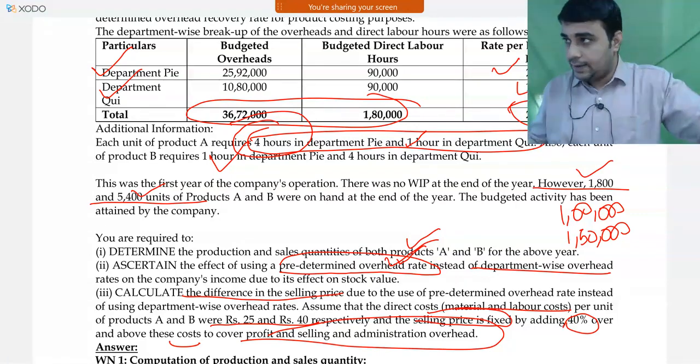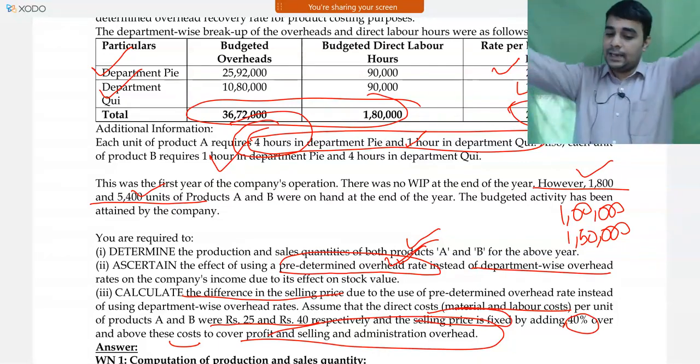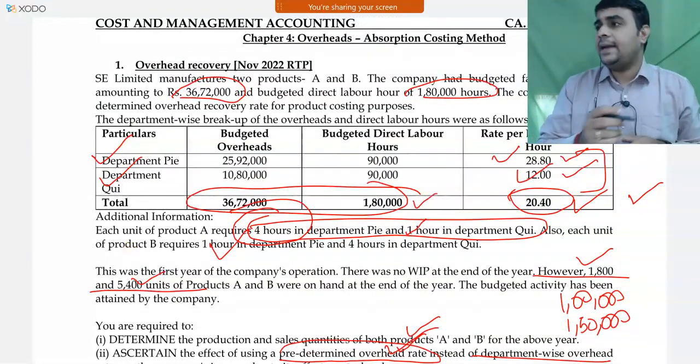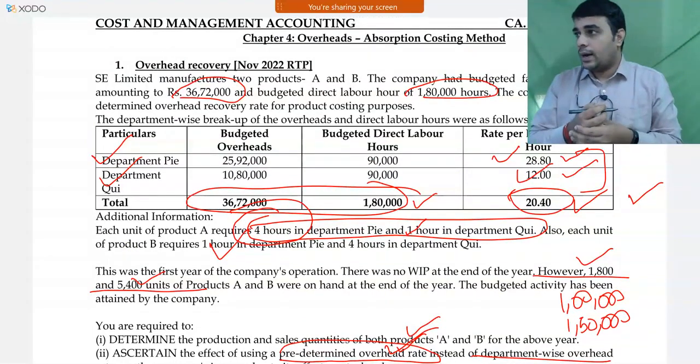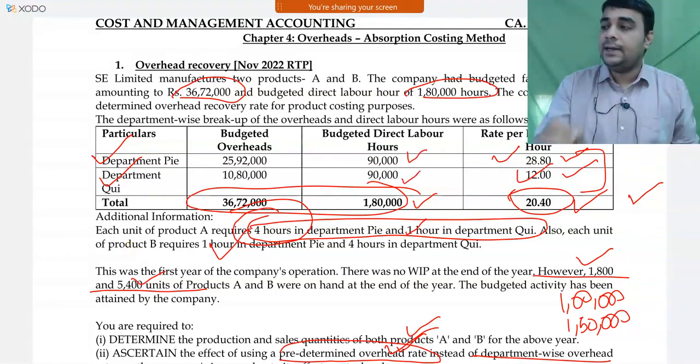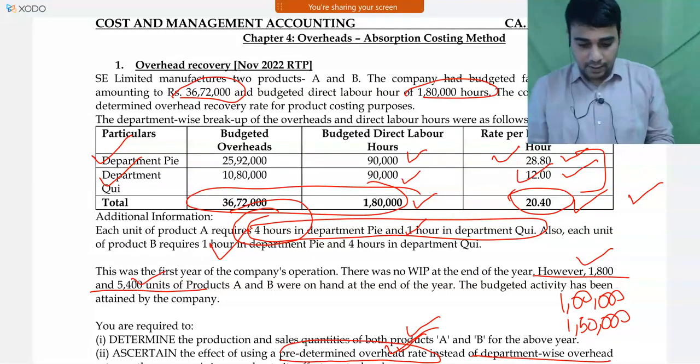Closing stock data is given in the question. Sales will become the balancing figure. Now, how do I calculate production? I have 180,000 hours. In that, 90,000 hours is for this department, and 90,000 hours is for this department.